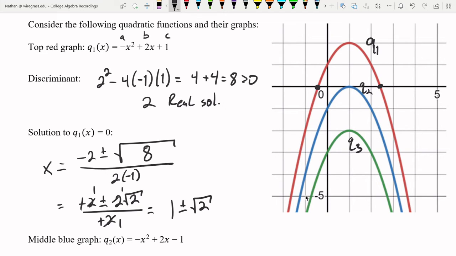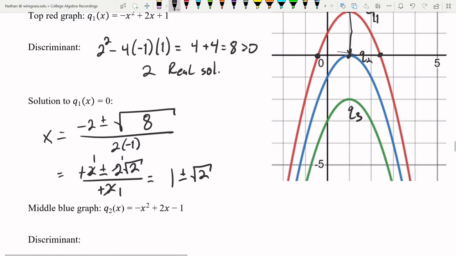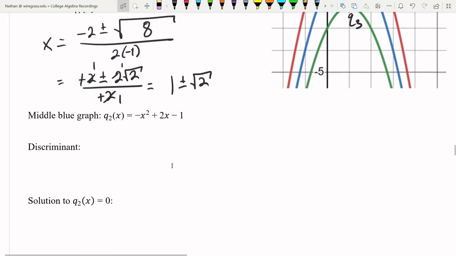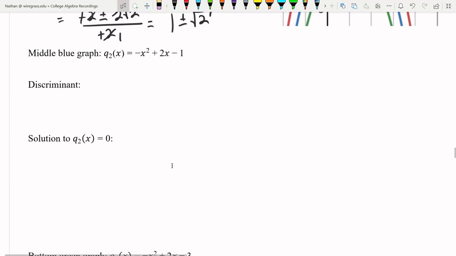Okay, now for the middle blue graph, you can see we shifted it down to where it's now -1 instead of +1 here for C. That's all I've changed. What that does is it shifts this thing down 2 units. And this was on 1, 2 here. It gets shifted down 2 units, and now it's going to be directly on the x-axis. And that is a single point of intersection on the x-axis. So where this thing equals 0, it will only be at 1 point, so it should have only one solution.